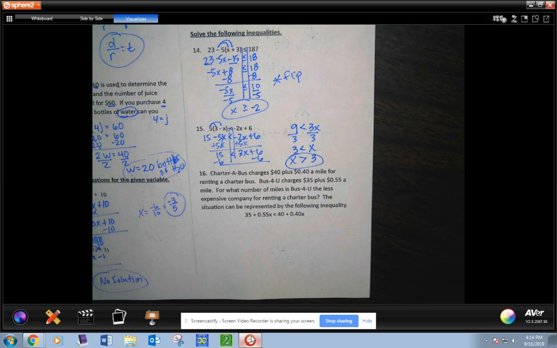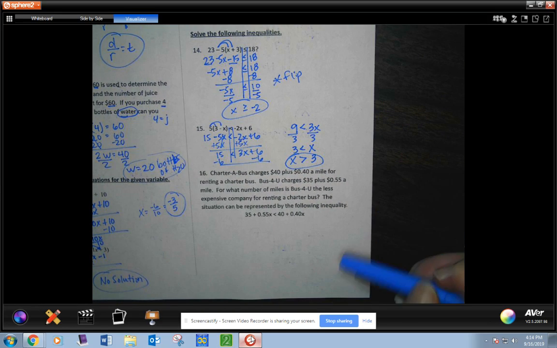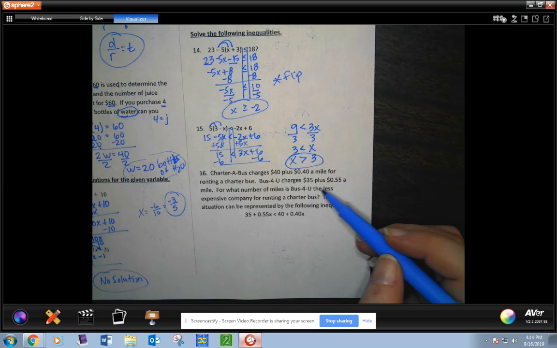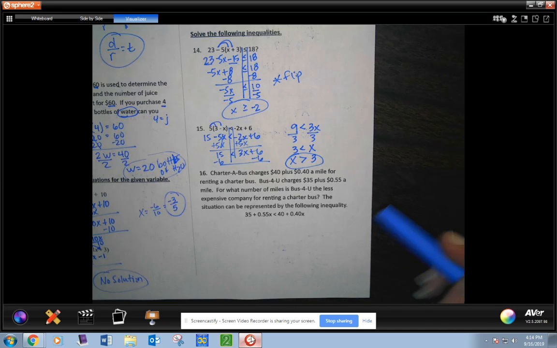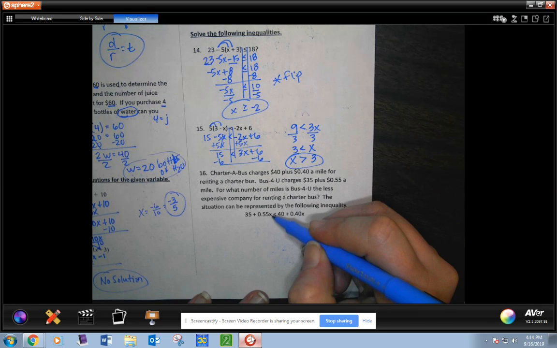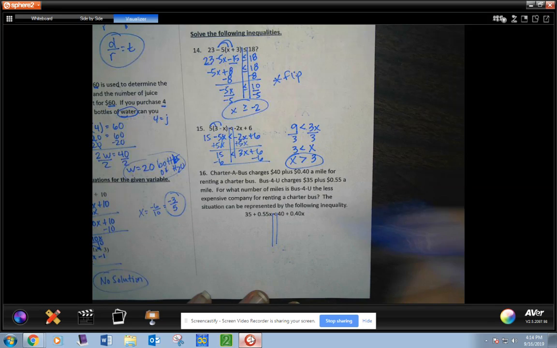Okay, for the last problem, a charter bus charges $40 plus 40 cents a mile for renting a charter bus. Bus for You charges $35 plus 55 cents a mile. For what number of miles is Bus for You the less expensive company for renting a charter bus? The situation can be represented by the following inequality. Okay, so what we want to do is we just want to solve this inequality.